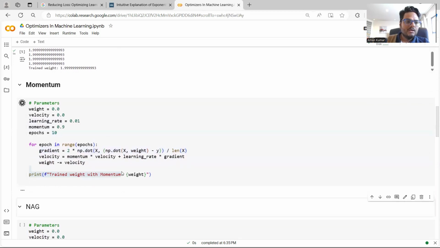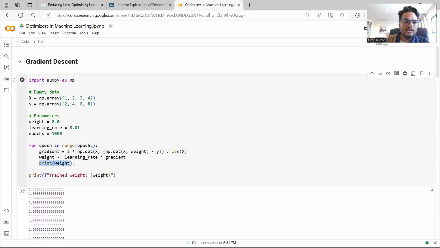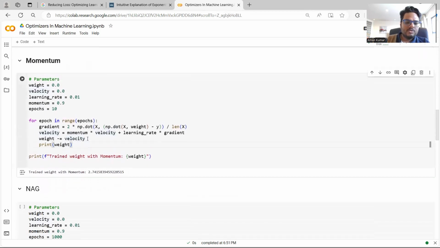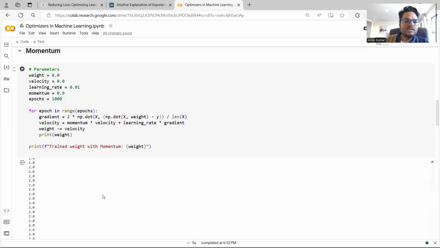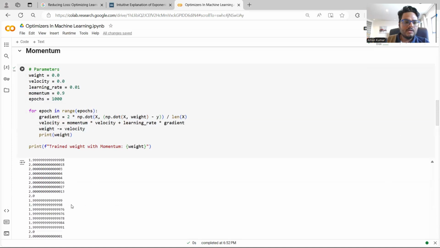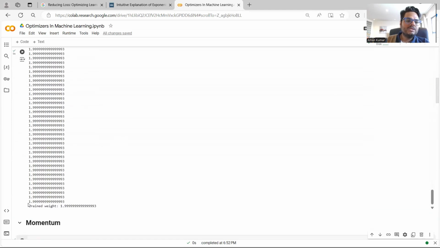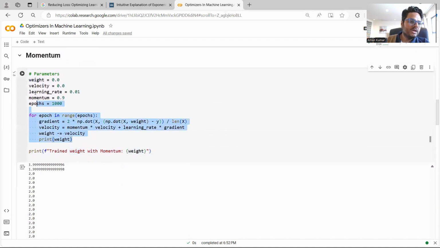If you see here, the trained weight, I'm not printing the weight here, but I can print it like in the previous example, and you will see that it converges very fast compared to the previous one. Print weight. Okay, and if I take 1000 epochs, you will see that after some epochs it has started coming to 2, which is the optimal value. But in the previous example it is still at 1.99. Maybe it will come to 2, but it will need more epochs. This is very fast because of the speed that you have given through the momentum.